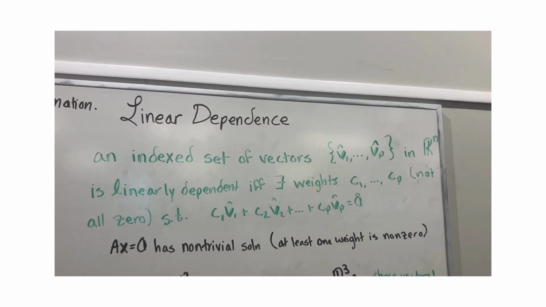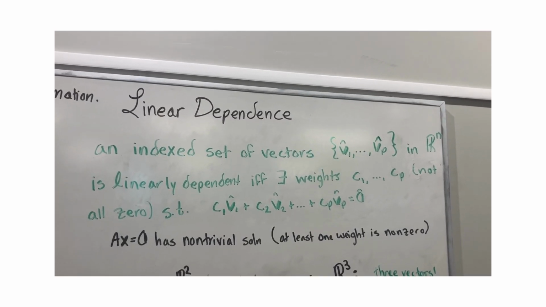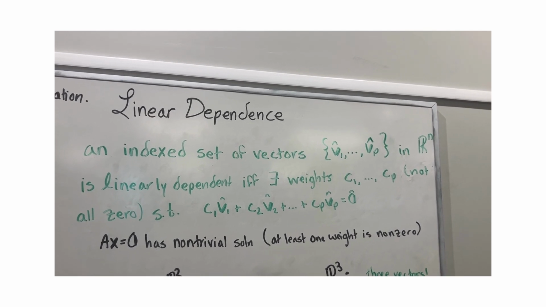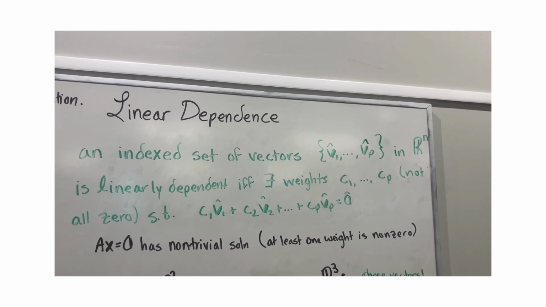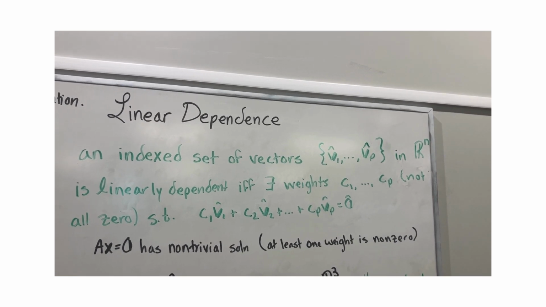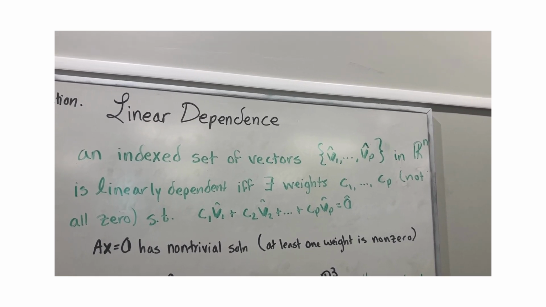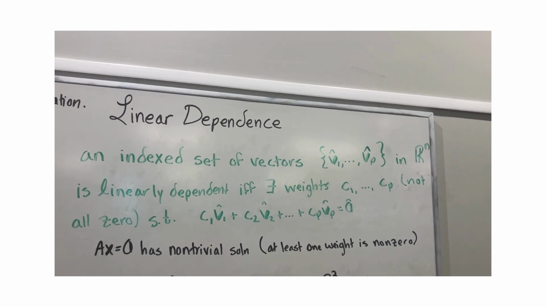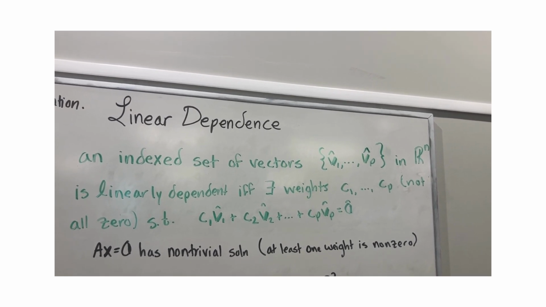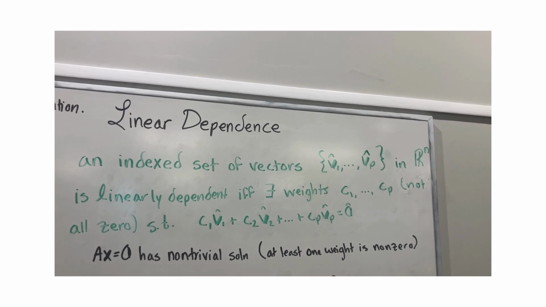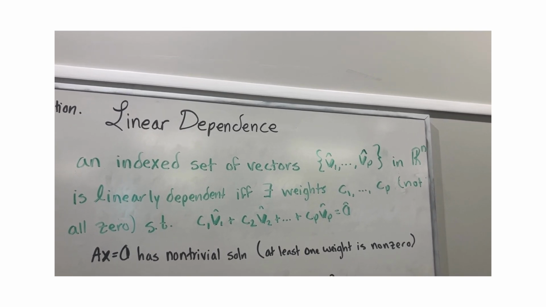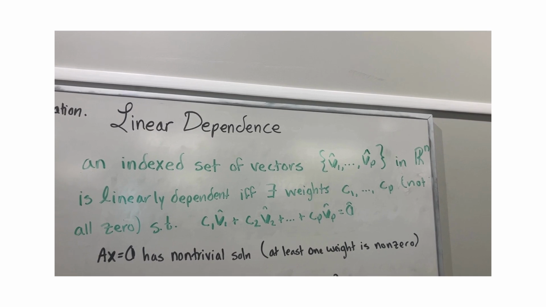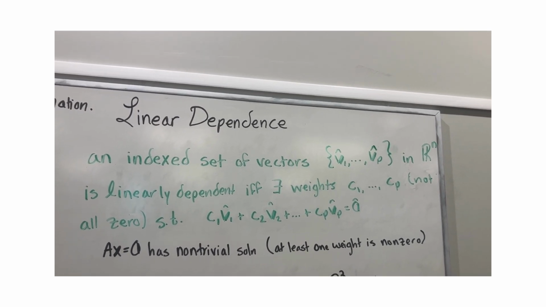So let's compare that to linear dependence now. An indexed set of vectors v1 to vp in Rn is linearly dependent if and only if there exist weights c1 to cp, which are real numbers by the way, not all equal to 0, such that c1 v1 plus c2 v2 plus cp vp equals the 0 vector.